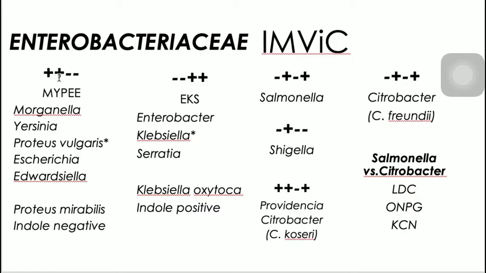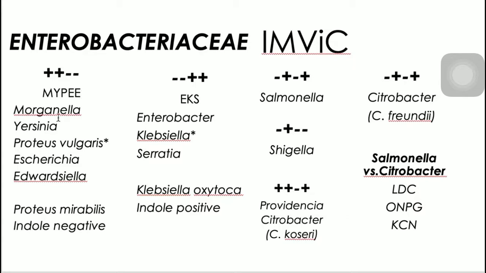So we have your positive, positive, negative, negative. So IMViC po yan. So this is the indole part. Second is the methyl red, Voges-Proskauer, and citrate utilization. Again, lagi pong opposite ang methyl red sa Voges-Proskauer. So first, we have positive, positive, negative, negative. So para maalala ko siya, may P. Ayan. So, yan po yung mnemonic na ginamit ko. Pero if you have a better mnemonic, okay lang din po yun.